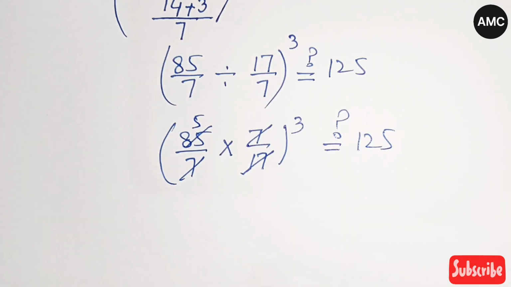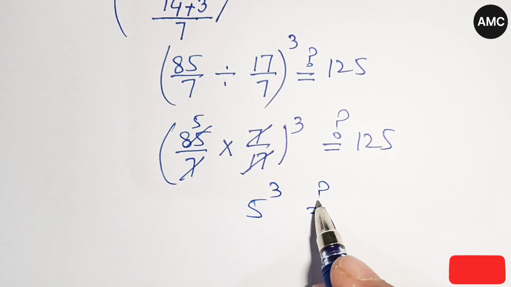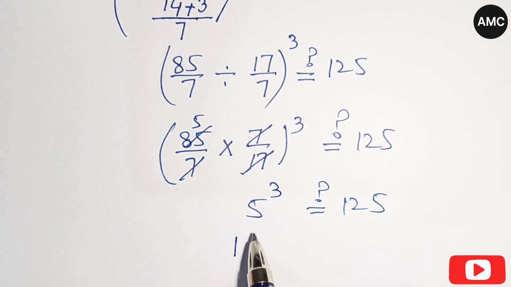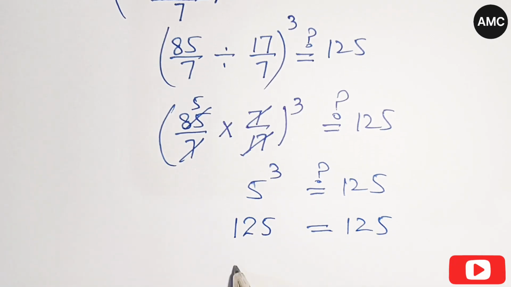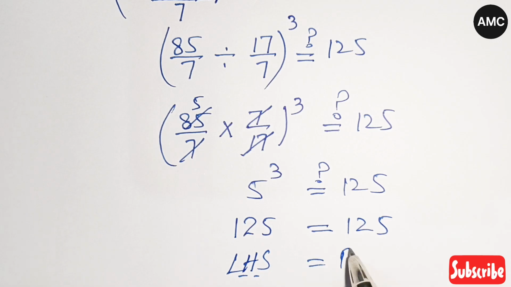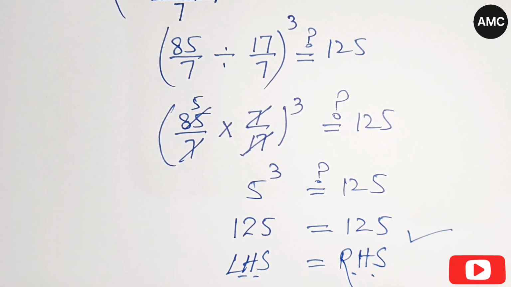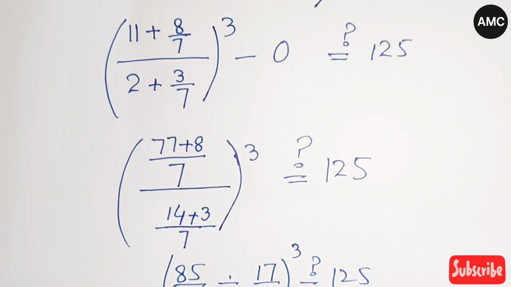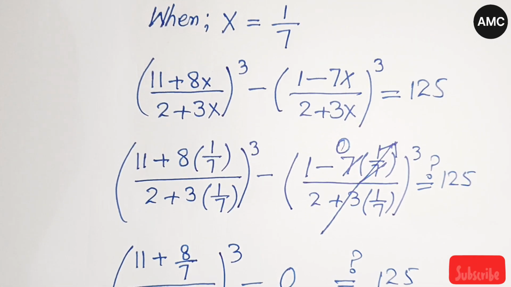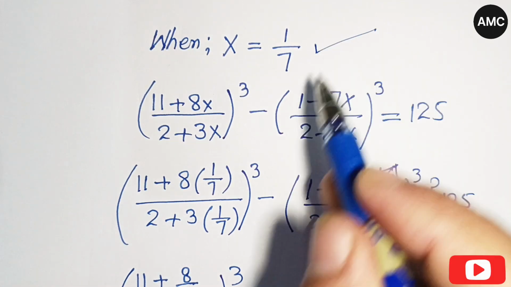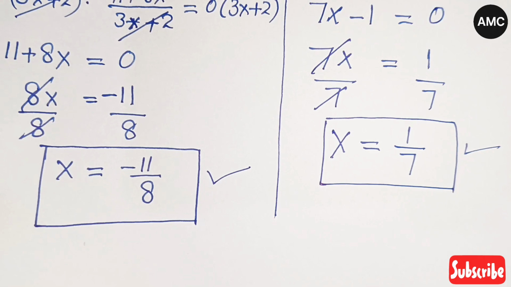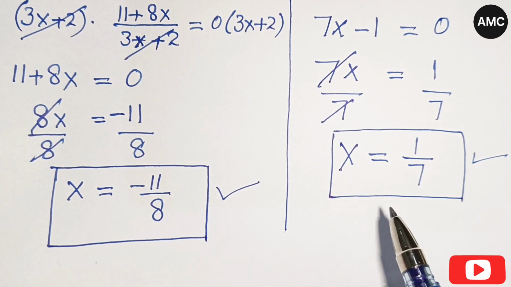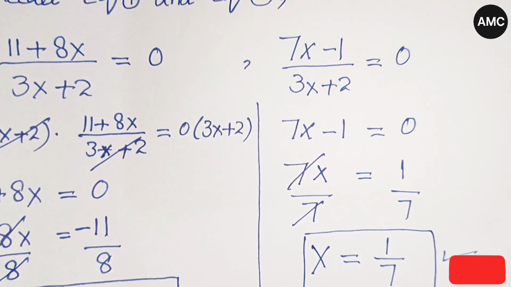So 5 cubed is equal to 125. So hence prove that left hand side of this equation is equal to right hand side. So our second value of x, which is 1 over 7, it is also valid for this problem. Now our final answer will be that we have two values of x, that is x is equal to minus 11 over 8 and x is equal to 1 over 7.